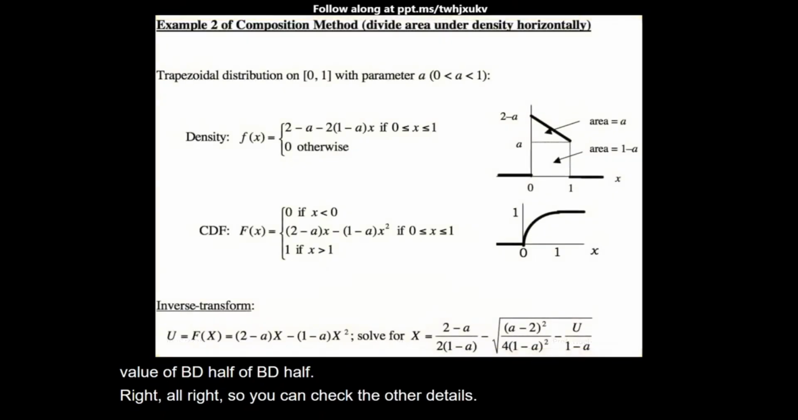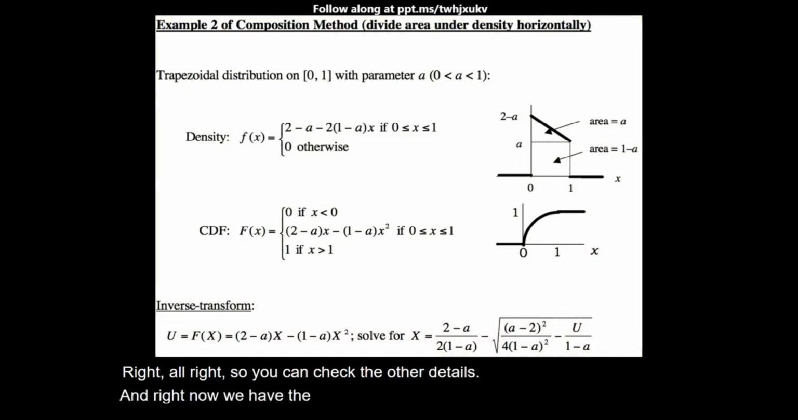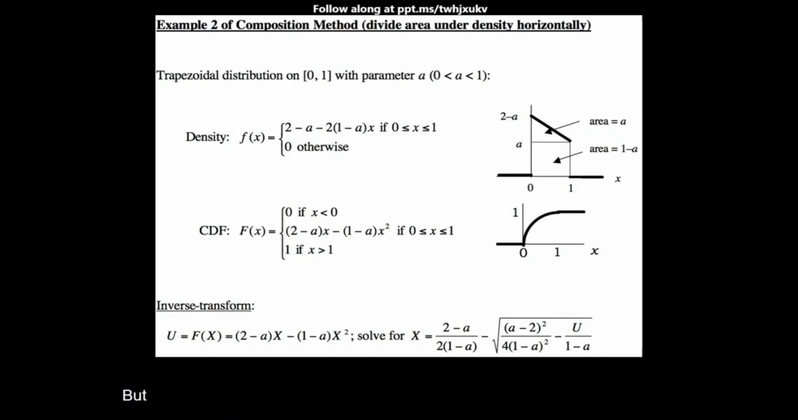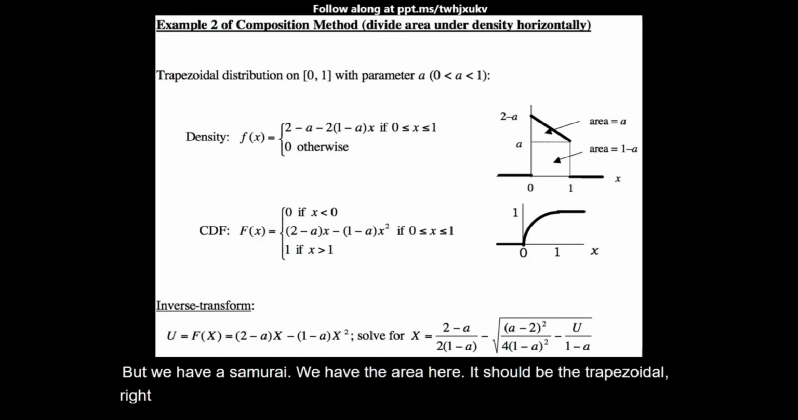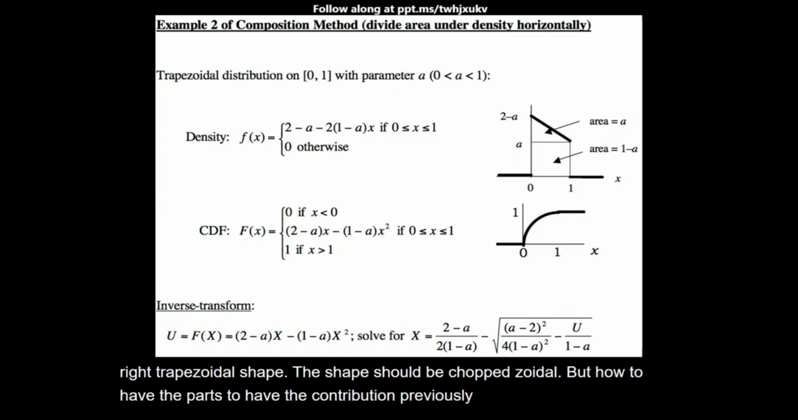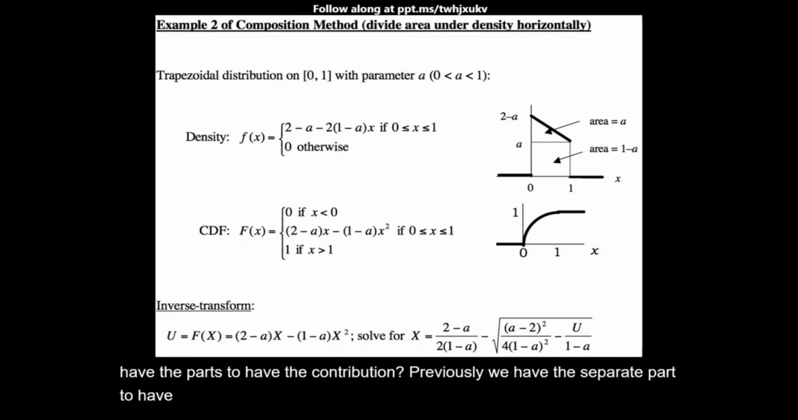And right now, we have the new example. The new example says, okay, if we have the line here, but we have something like the area here, it should be the trapezoidal, right? The shape should be trapezoidal, but how to have the parts to have the contribution? Previously, we have the separated part to have the contribution. But right now, is it possible to have the contribution?